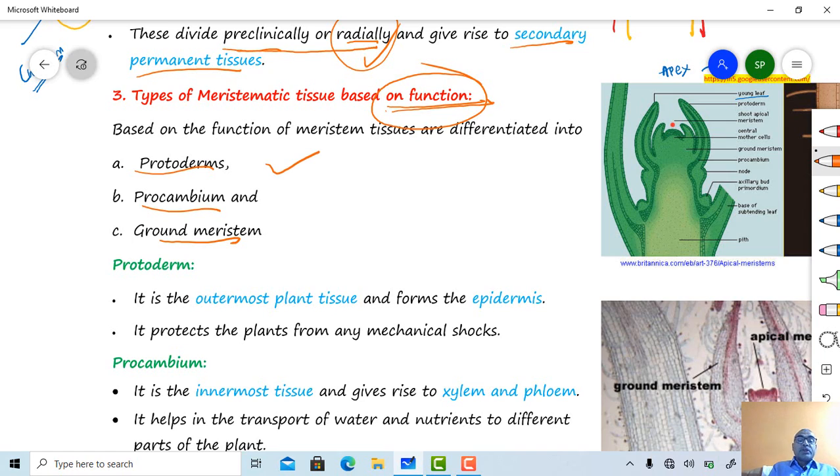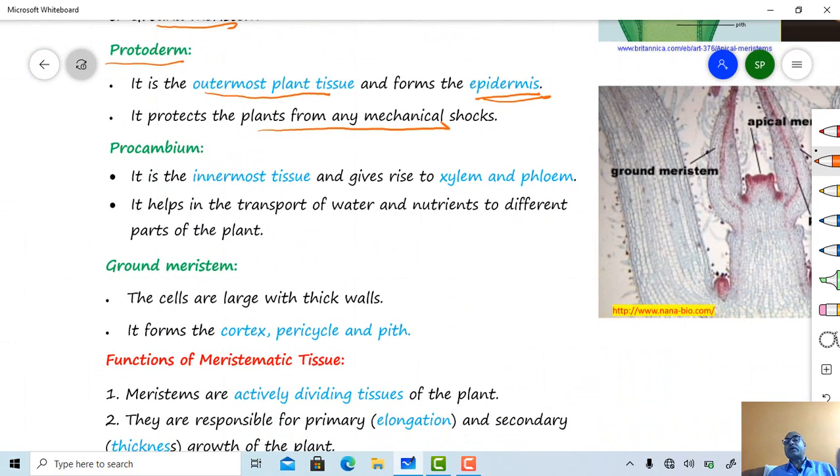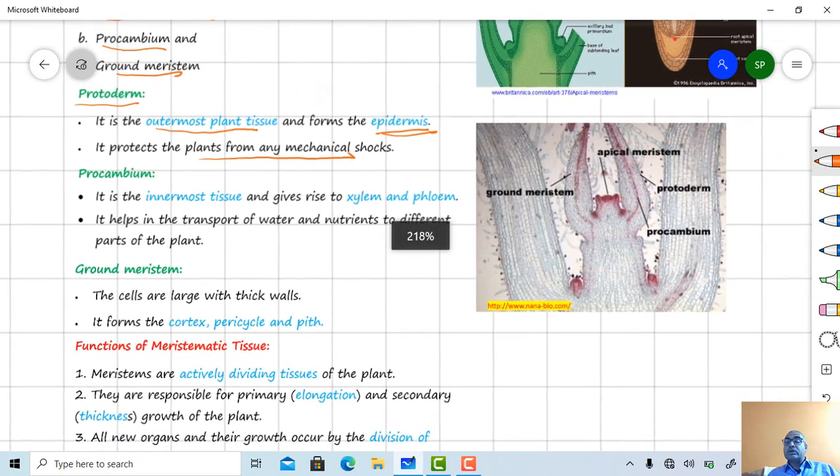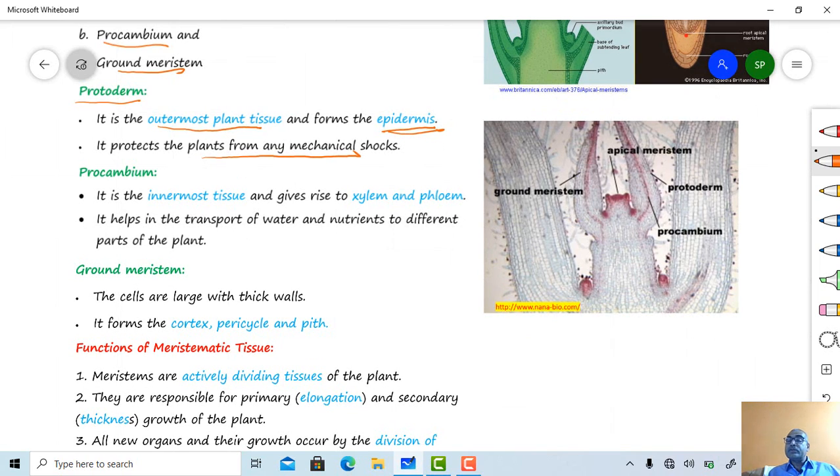Okay, protoderm is the outermost plant tissue and forms the epidermis. So epidermis is produced by the protoderm tissue. Whatever mechanical protection is given to the plant is by the protoderm. So it is the outermost plant tissue and forms the epidermis. Here, if you see, this one is the protoderm that gives rise to the epidermal tissue system.